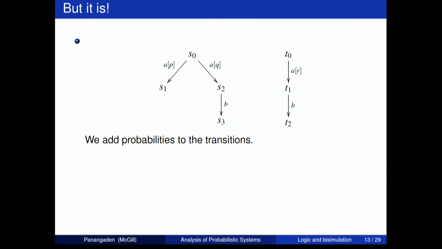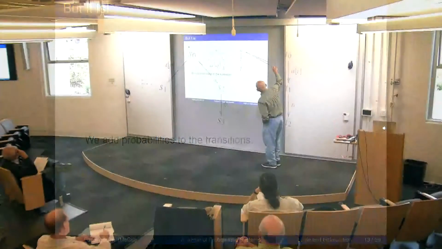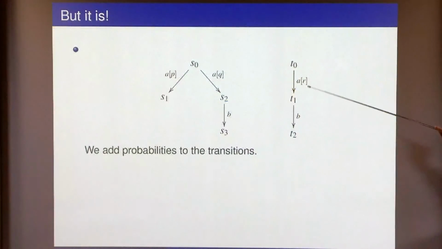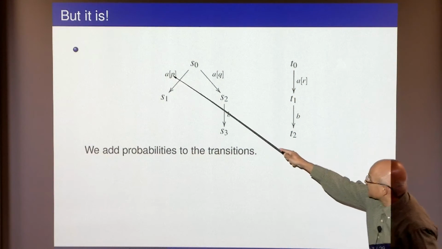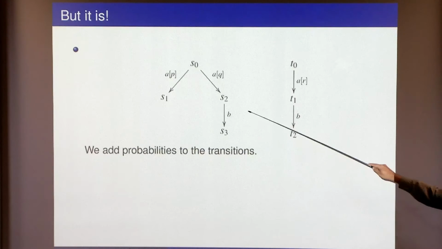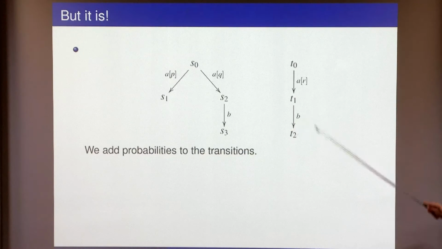Now, if you add probabilities to the transitions, so let's say this now happens with a probability P, and that happens with probability Q. This one happens with probability R. Remember, I said sub-probability, so this doesn't have to be 1, nor does the sum of P plus Q have to be 1. Could be something less than 1. And these unlabeled ones, I just mean probability 1 in that case.